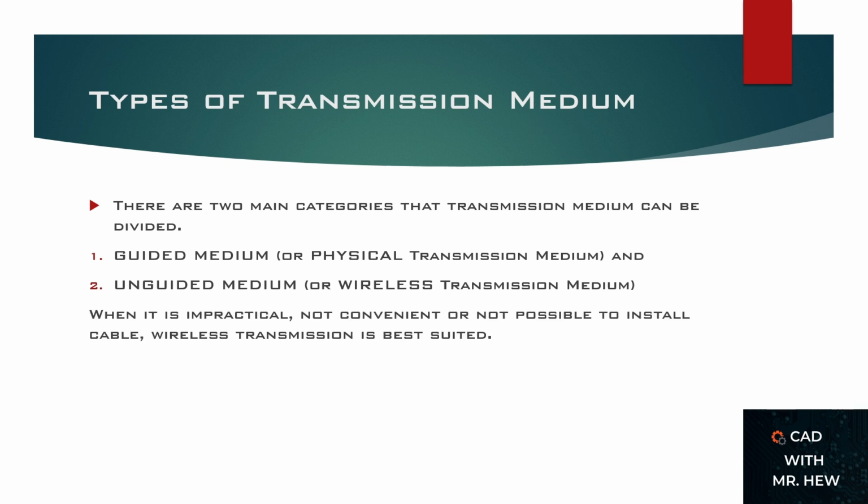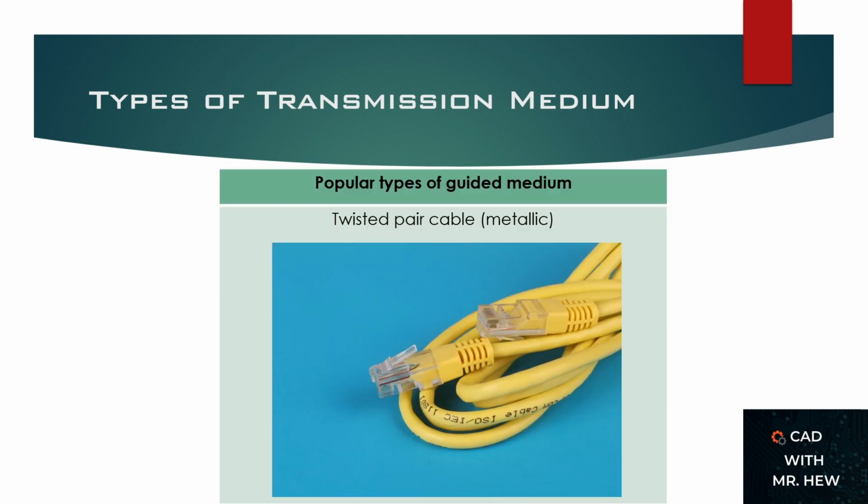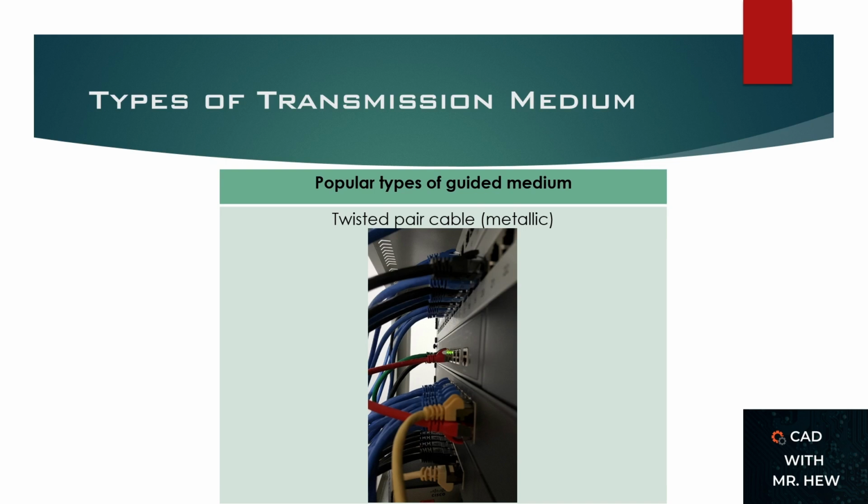When it is impractical, not convenient, or impossible to install cable, wireless transmission is best suited. Types of transmission medium. Here are some popular types of guided medium. Here we have the twisted pair cable, and it's a metallic version. Here we have the application of the twisted pair cable connected to the back of this computer equipment.